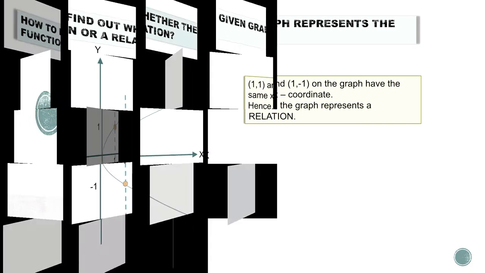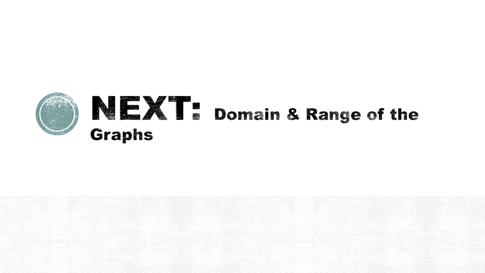Okay, so this is how you can check and identify whether the graph is a function or a relation. We shall be meeting again and discussing the domain and range of graphs.